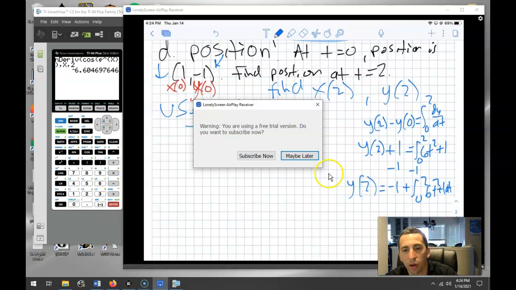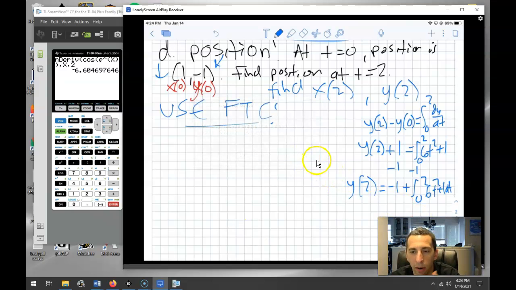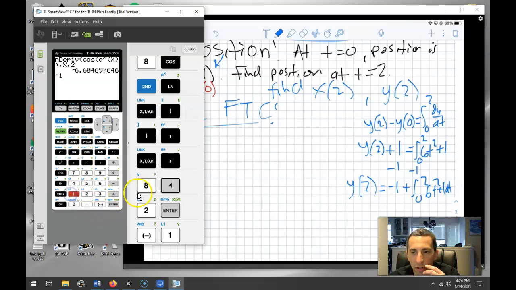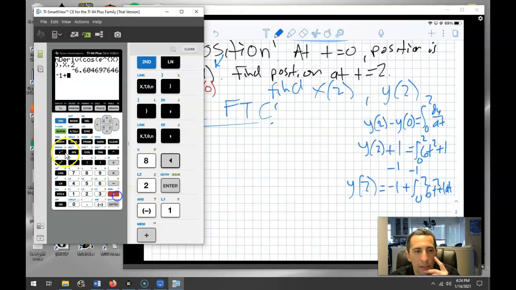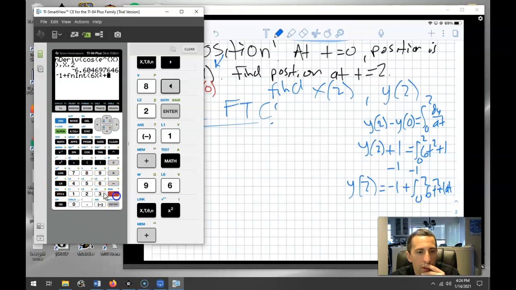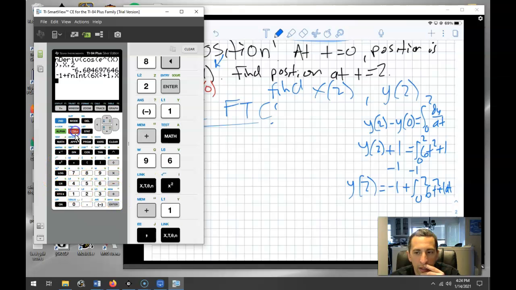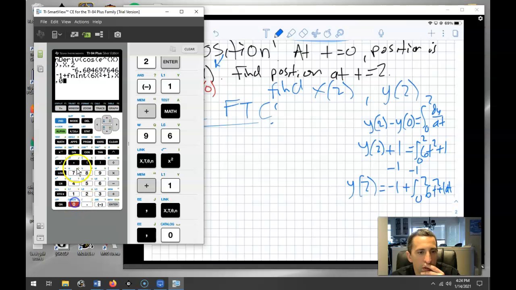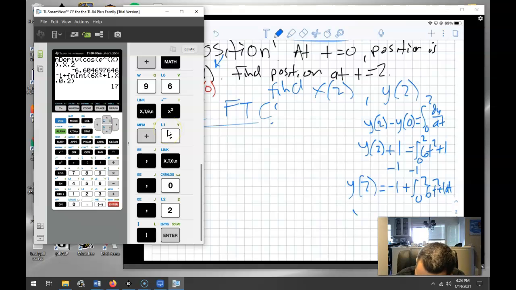Now, I'm feeling incredibly lazy, and my free trial is about to expire. So I don't need to, but I'm just going to go ahead and plug this in my calculator. So negative 1 plus, and then I'll do the integral of 6x squared plus 1 comma x comma 0 comma 2. Okay, and then of course that'll give me my lucky number. Y of 2 is 17.